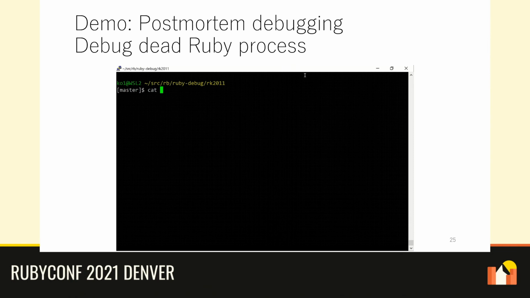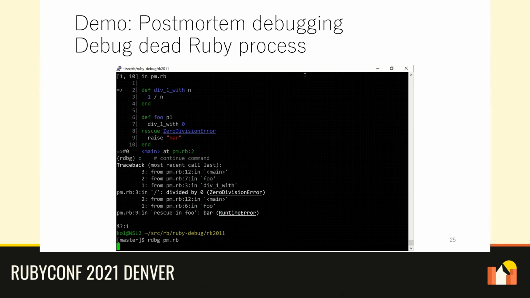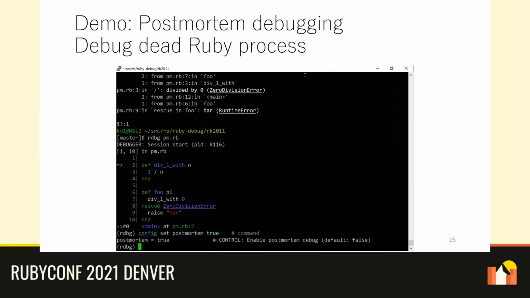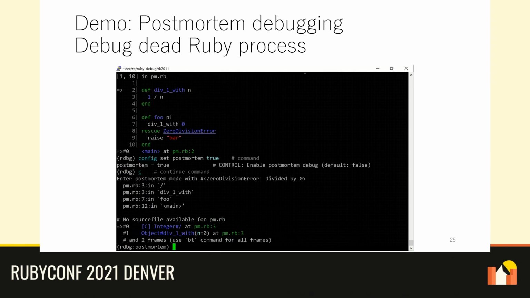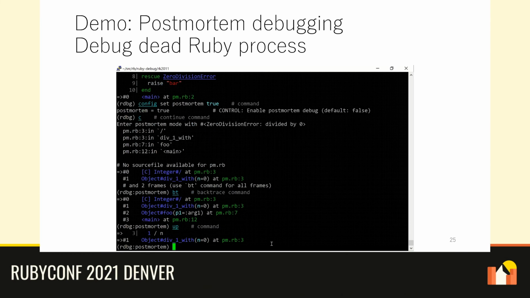Next example is postmortem debugging. This program stops because of raising the zero division error. But we can enable postmortem feature, and you can enter the debug console when the process terminates with the exception. You can see the variables as the exception is raised. So it will help to investigate the issue.